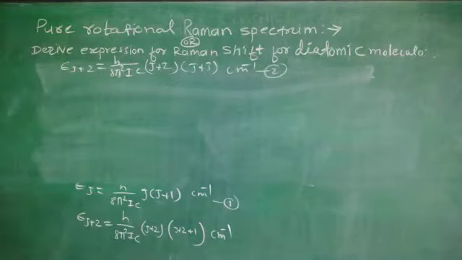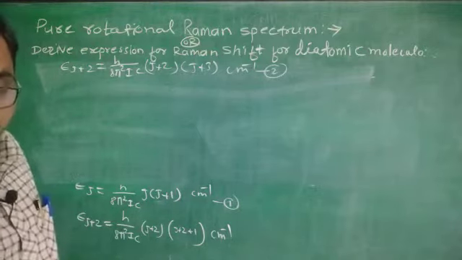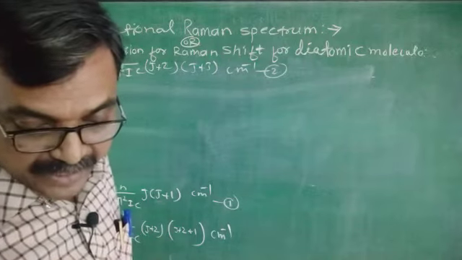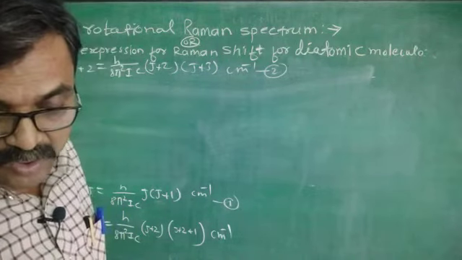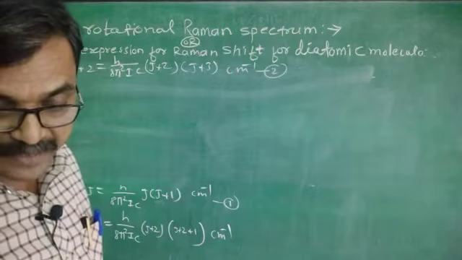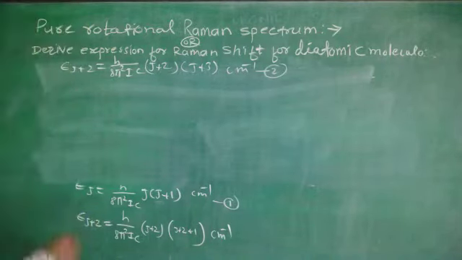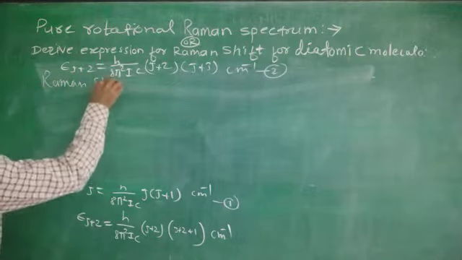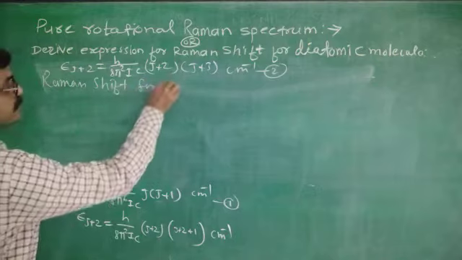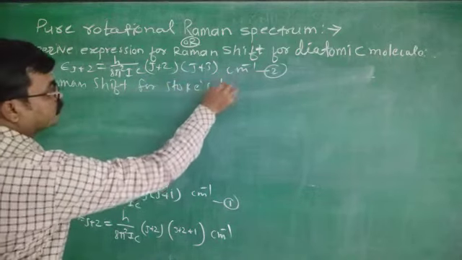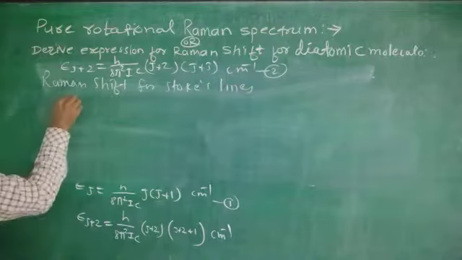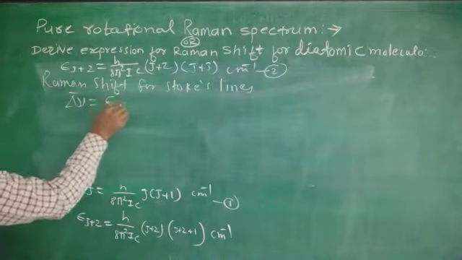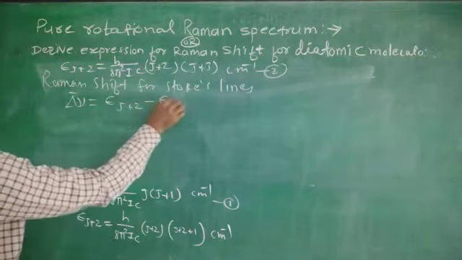Now from this, the energy in terms of wave number will be obtained. And how will it be obtained? By taking a difference. How will that difference be taken for Stokes lines? Now the Raman shift for Stokes lines, delta nu bar, is equal to epsilon j plus 2 minus epsilon j.